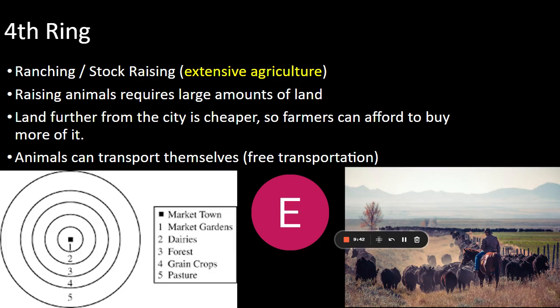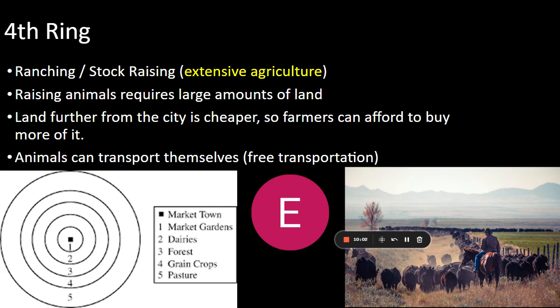Okay, next. Ring number 4, ranching or stock raising. Stock raising just means animals. This is also extensive because you need lots of land to raise animals. Land far from the city is cheap, so farmers can afford to buy more of it, like ring number 3.